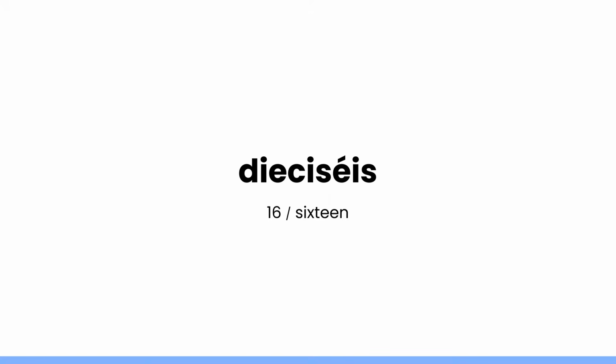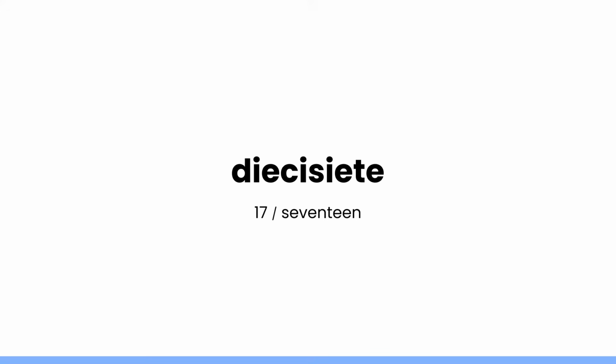And the diez, if you write diez, is normally written with a Z. However, here it changes into a C. So 16, dieciséis. And then you can probably already guess what 17 is, which is diecisiete, which is 10 and 7. And then 18 is dieciocho, and 19 is diecinueve. And then we come to 20, which in Spanish is veinte.